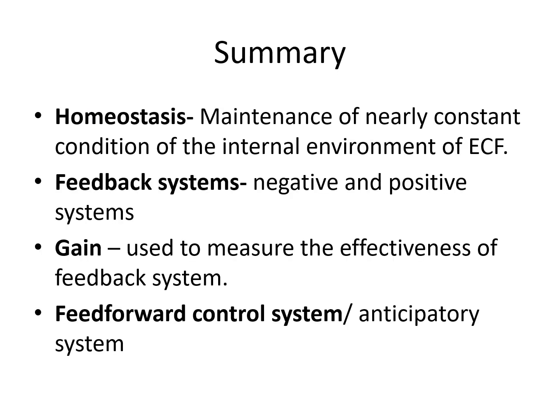So to summarize this session, homeostasis is defined as maintenance of nearly constant conditions of the internal environment, the extracellular fluid of the body. This homeostasis is maintained mainly by feedback systems and the feed-forward control system. There are two different types of feedback system, negative feedback and positive feedback. Negative feedback system works in the opposite direction. Positive feedback system works in the same direction. Gain is used to measure the effectiveness of the feedback system, and the feed forward control system is also called the anticipatory system. Thank you.